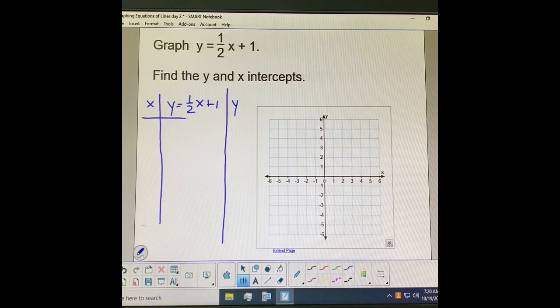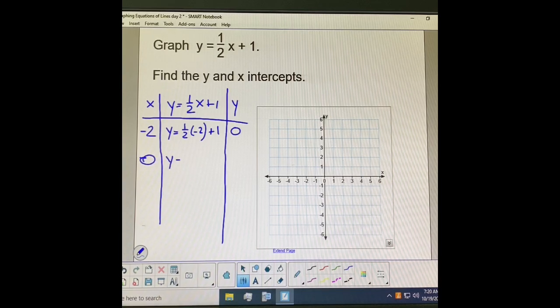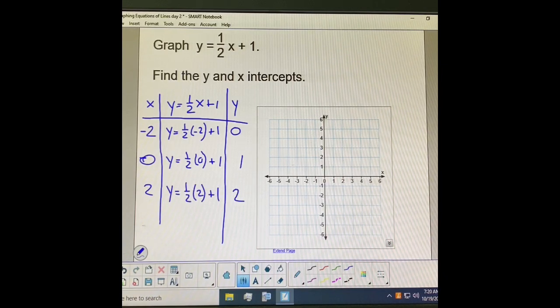Plug in values for x. Let's try -2, let's try 0, and let's try +2. The reason I choose those numbers is that it will give us a result of an integer, not a fraction. When you plug in -2, you get y is 0. When you plug in 0, you get y is 1. When you plug in x is 2, you get y is 2.